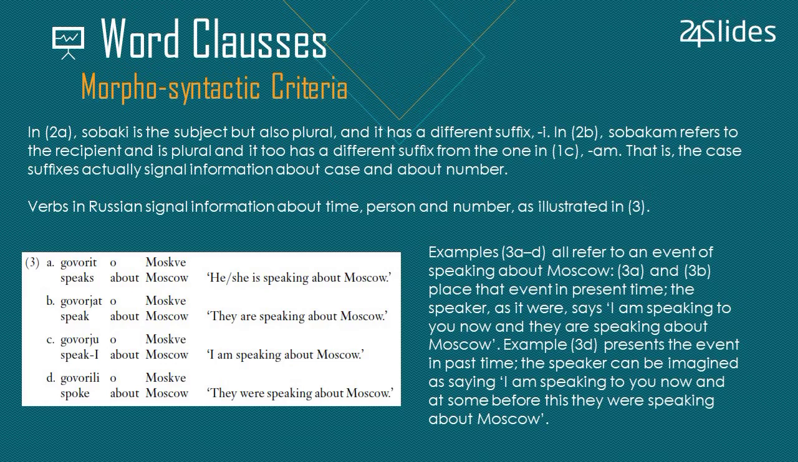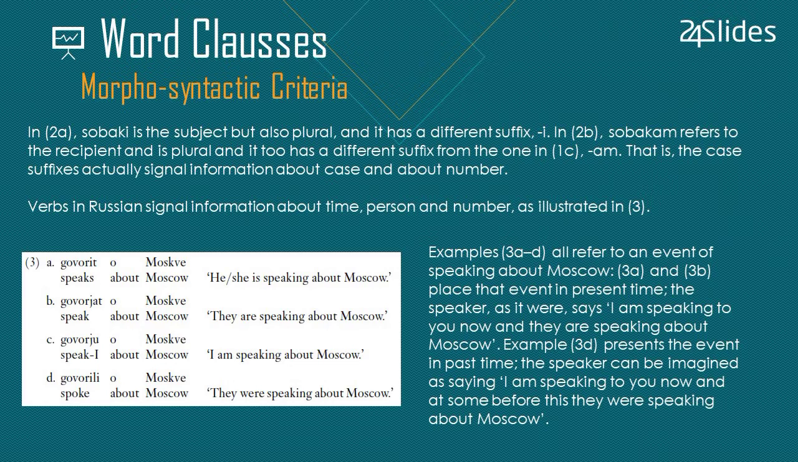Verbs in Russian signal information about time, person, and number, as illustrated in number 3. 3a: Moscow speaks about Moscow.